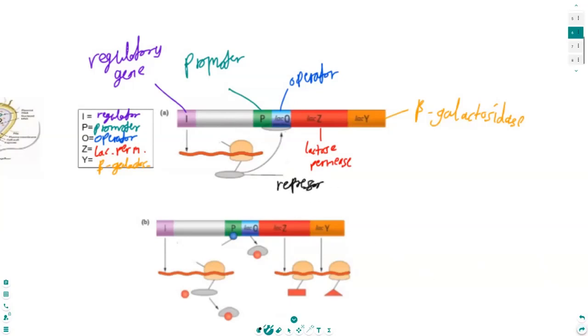So this is the repressor protein. Now, when there is no lactose present, you don't want the bacteria making loads of lactose permease and beta galactosidase, because you're just wasting resources. So when there's no lactose present, this repressor protein binds to the operator region. What that does is it prevents RNA polymerase from binding to the promoter region. This is without lactose.